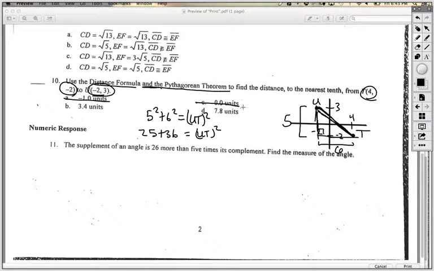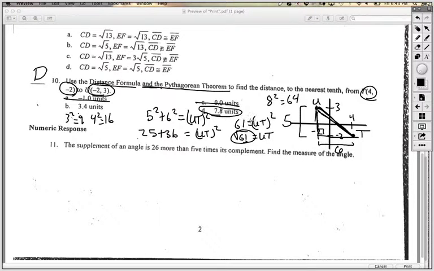25 and 36, if I were to put those together, would make 61. So 61 equals UT squared, or the square root of 61 equals UT. Now let's think about approximating this. So 3.4 units, 3 squared is 9, 4 squared is 16, so that's like around 12. While up here, 8 squared is 64, and 7.8 is pretty close to 64, and 64 is pretty close to 61, so I'm pretty sure it's D. No, I'm positive. It's D. It is D.